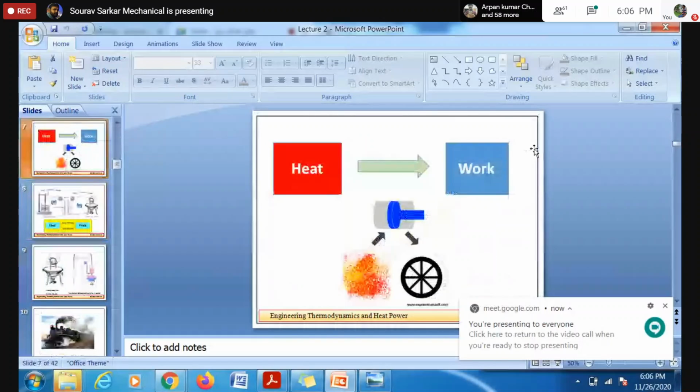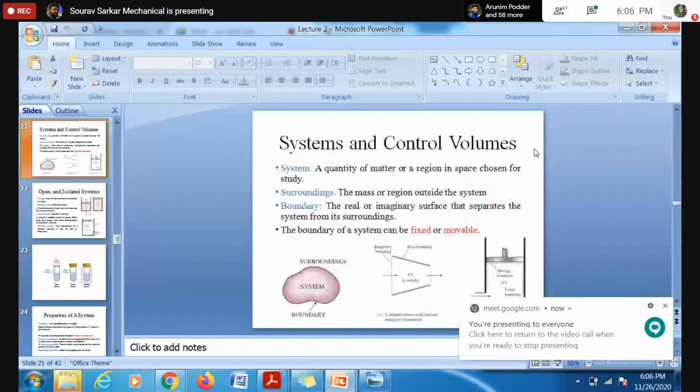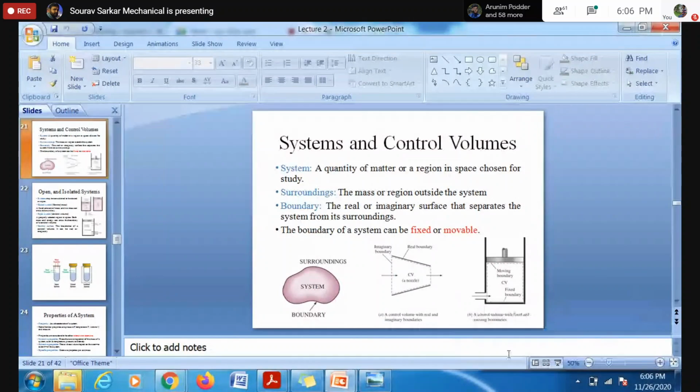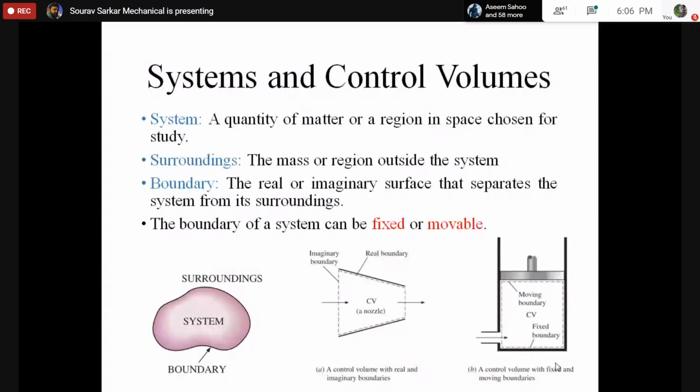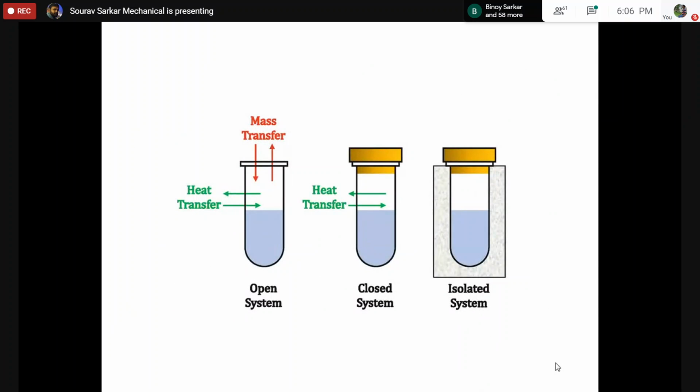If I try to recapitulate what I discussed in the previous class, we started with the definition of system, surrounding, and the boundary. Then we discussed the types of system, like closed system, open system, and isolated system. These are the figures of different types of system.